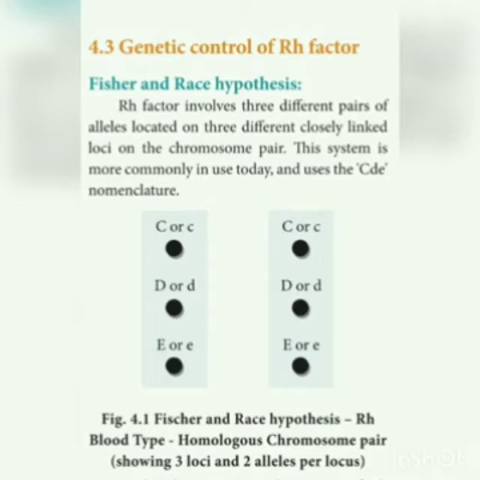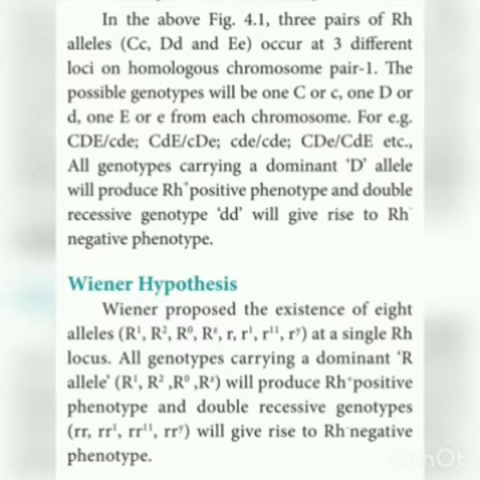Fisher's and Race's hypothesis: so Rh factors are involved. Fisher says 3 different pairs of alleles are located in 3 different loci. The locus is nothing but the place on a chromosome. This system is commonly called the CDE system, and there are different types of alleles that occur at 3 different loci. There will be many combinations, but all the genotypes carrying the dominant D allele will produce Rh positive, whereas the double recessive will produce negative. It's a very easy one.